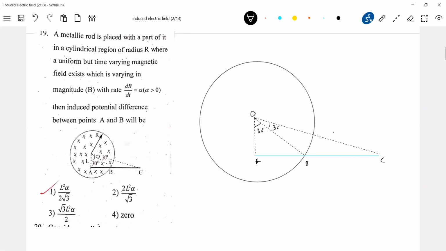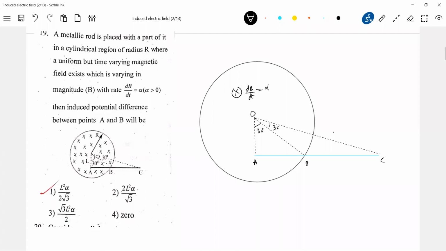It is asking how much EMF is induced, the potential difference between points A, B. And B bar is everywhere into the plane. So instead of showing it everywhere, I'm just putting it at one point. So this dB by dt is alpha. Let's begin with the problem. How to calculate only this AB?